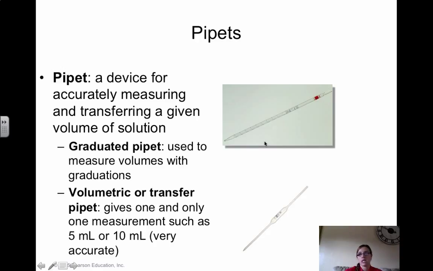So maybe you need 2.5 milliliters. You might want to use this graduated pipette. Or you can have this picture at the bottom. This is either a volumetric or a transfer pipette. The names are interchangeable. These give only one volume to be measured. So maybe it's a 5 milliliter pipette or a 10 milliliter pipette, but it only gives one specific volume. These are very, very accurate. So if you have to measure out 10 milliliters of something and you have a volumetric pipette available, use that.